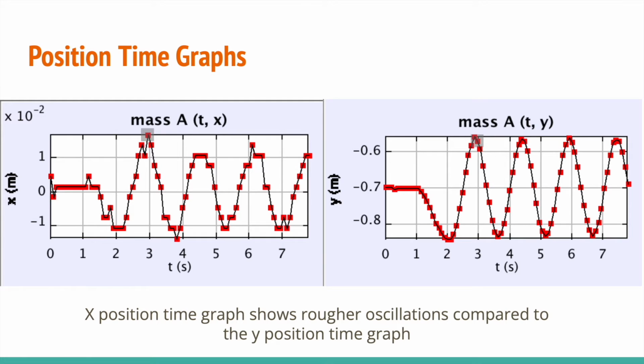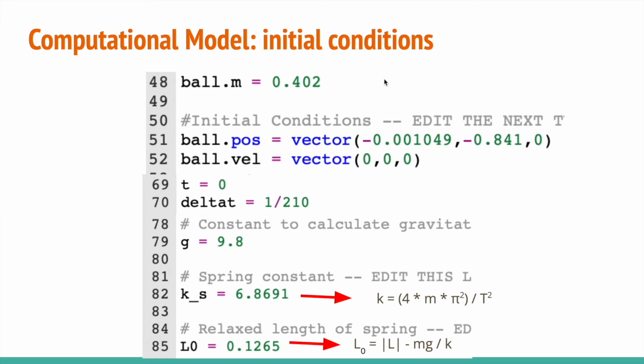These are the position time graphs found from the experiment. The x position time graph on the left shows rougher oscillations compared to the y position time graph on the right. I'll explain why this might be later on. I put 0.402 for the mass and used the initial position that I found in Tracker for the position in the computational model. I started at time 0 and used 1 over 210 for my delta t.